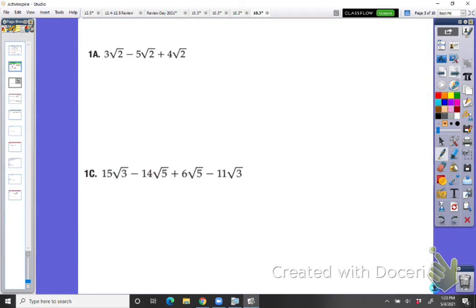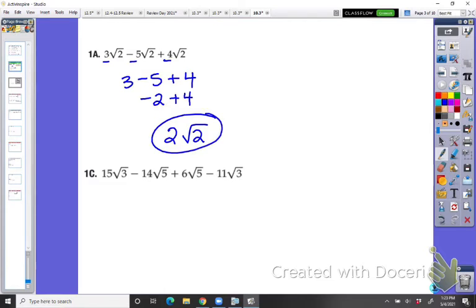Two more examples before you try 2 on your own. 1a, so these are all square roots of 2. Just look at the beginning coefficients. You have 3 minus 5, then plus 4. So 3 minus 5 is negative 2, plus a 4 gives you positive 2 root 2's as your final answer.